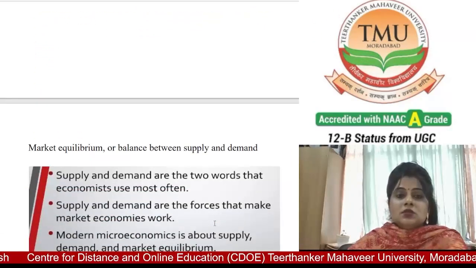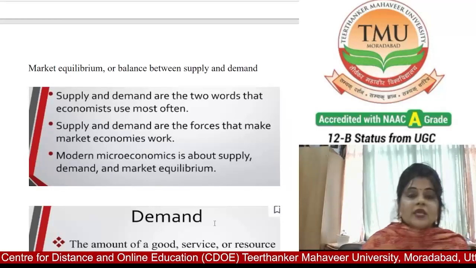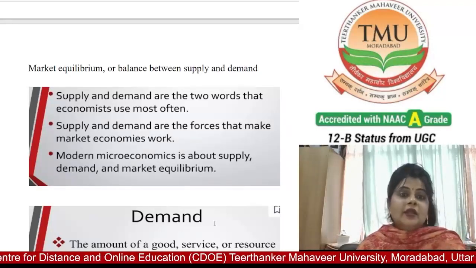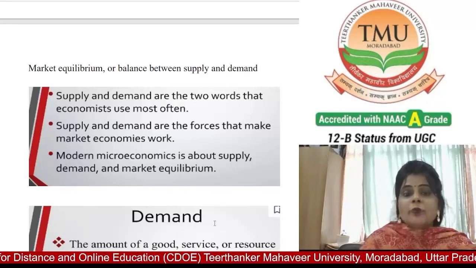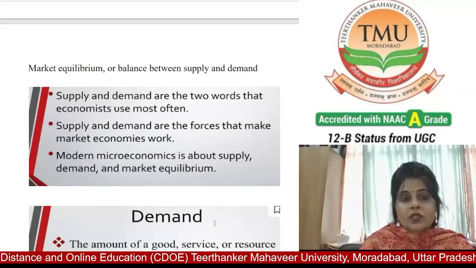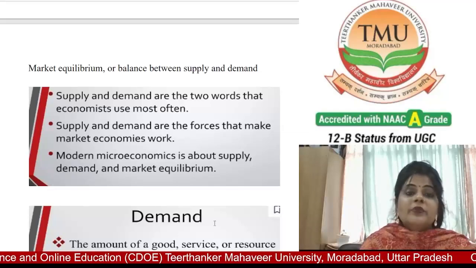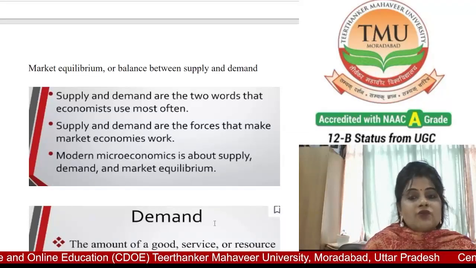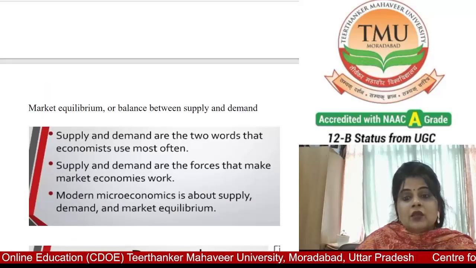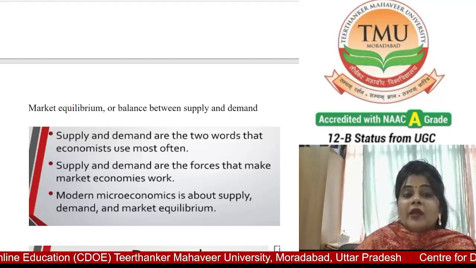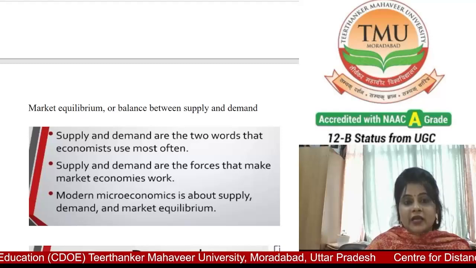Student, in this topic, we discuss market equilibrium, or the balance between supply and demand. Supply and demand are the two words that economists use most often. Supply and demand are the forces that make market economies work. Modern economics is about supply and demand and market equilibrium. It means market supply and demand are equated in a free market through the price mechanism.